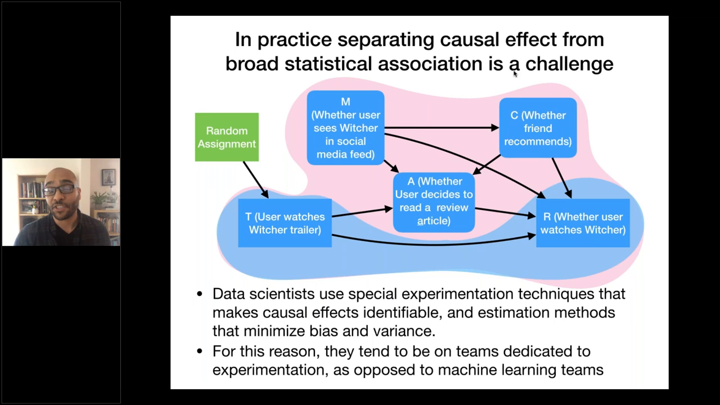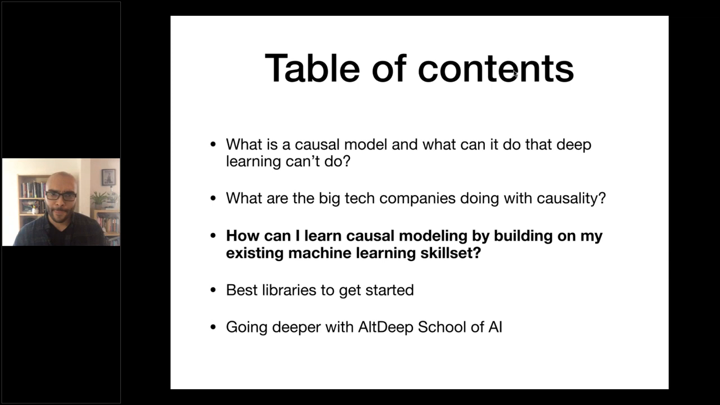Okay, so how can I learn causal modeling by building on my existing machine learning skill set? I'm going to make the argument that you should do this by building from a generative machine learning outlook, assuming that you have some experience with probabilistic generative machine learning models.